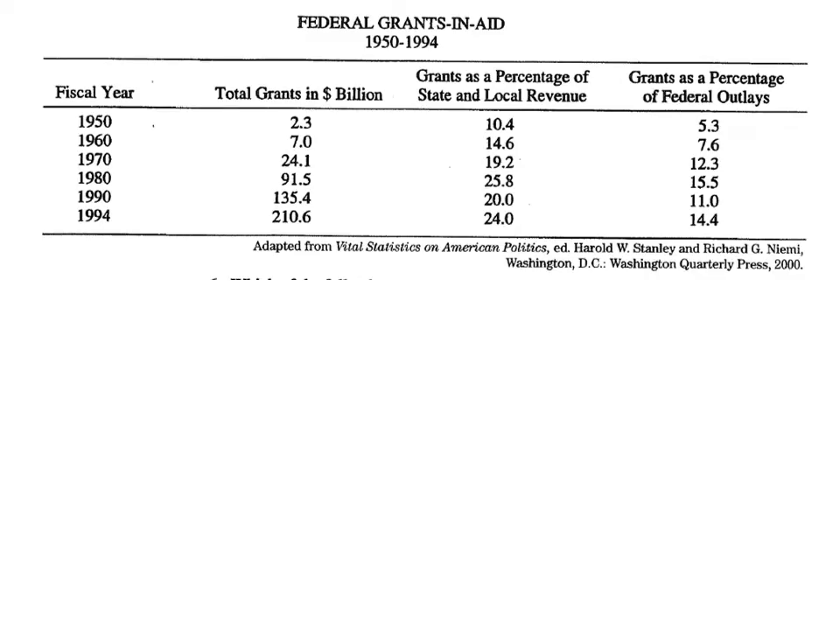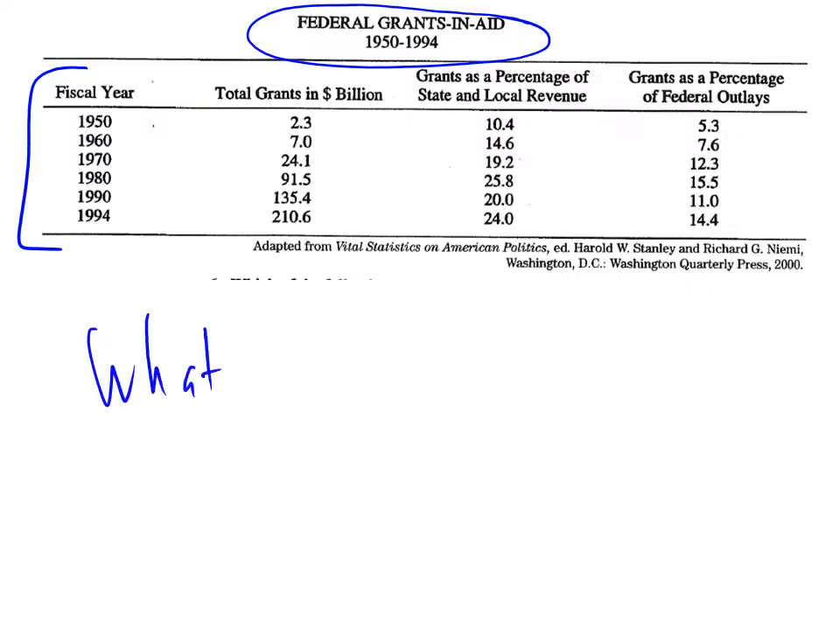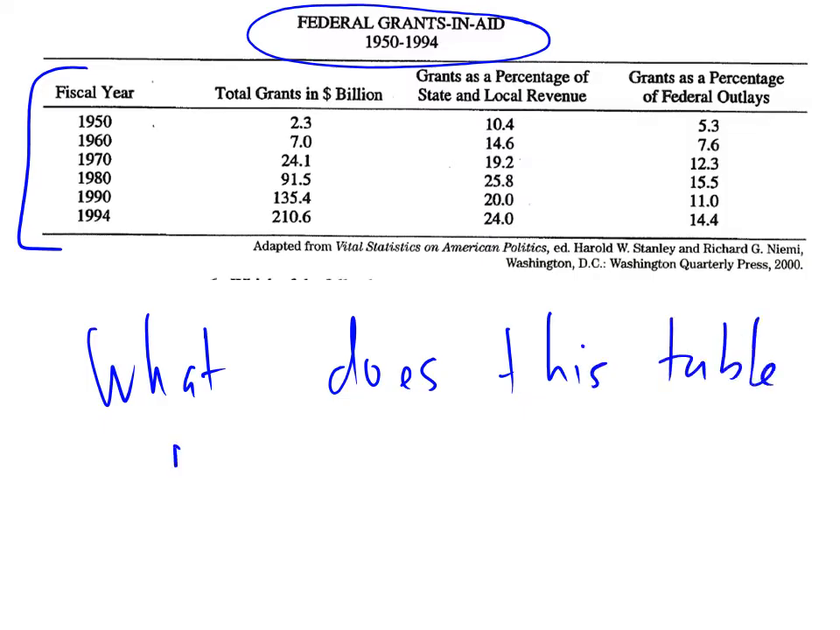Okay, it's time for you to do a little bit of something on your own. This is a table. The topic of the table is federal grants and aid from 1950 to 1994. Over here you have your years. And I want you to tell me essentially what this table tells us. So I want you to pause my narration and take a couple-minute break and talk with your neighbor about what exactly this table is saying. Start your break now. Go to the video and pause.